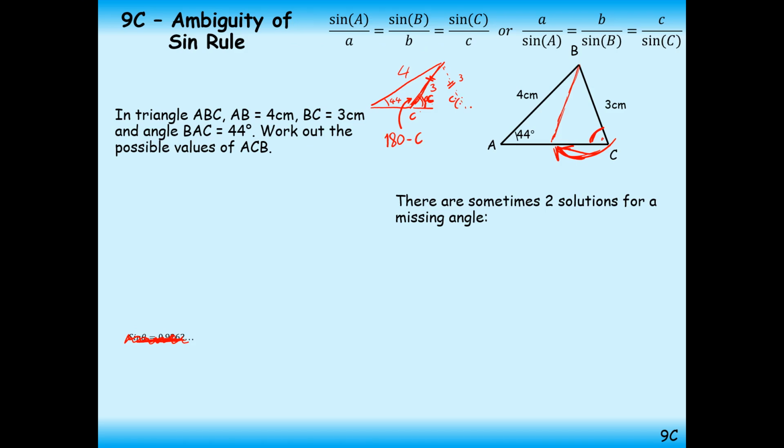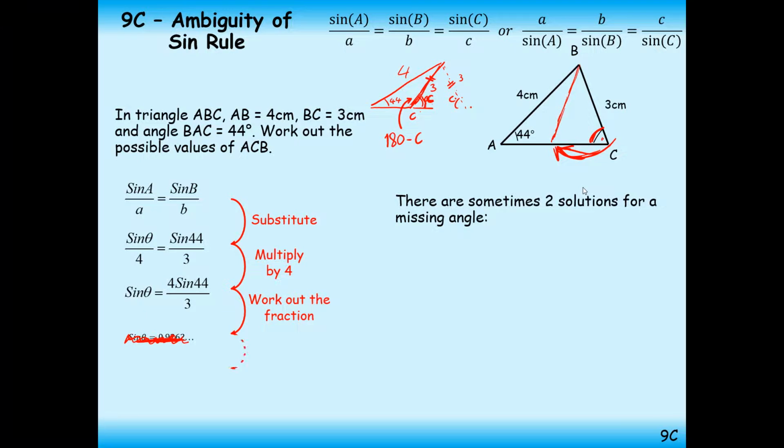Let me just show you one more time. One way you could have figured out the angle, the acute angle, was 67. Let me rub out this working. So the acute angle was 67, but actually there is another solution to it. There are sometimes two solutions for a missing angle. So this is what's called the ambiguity of the sine rule.